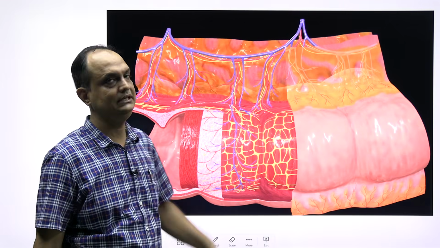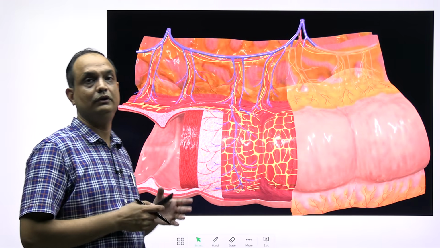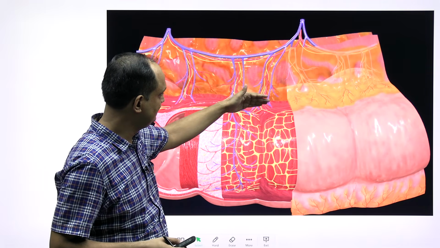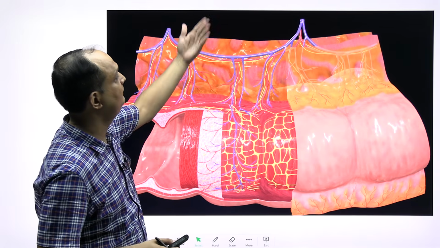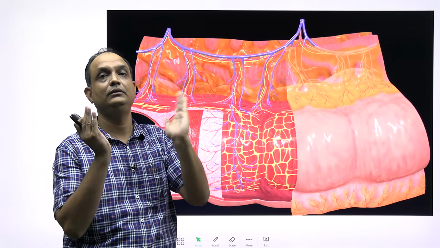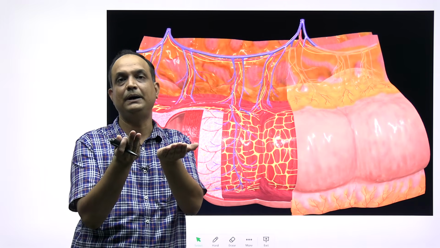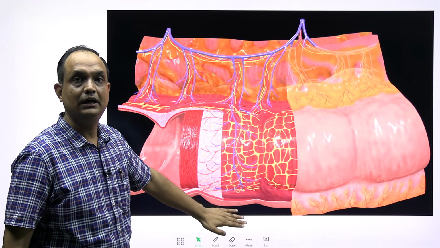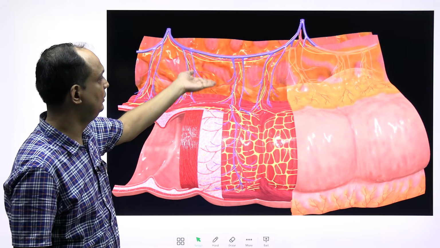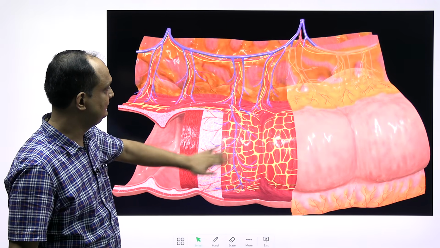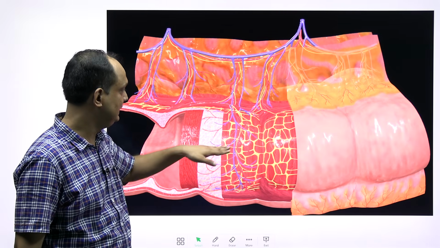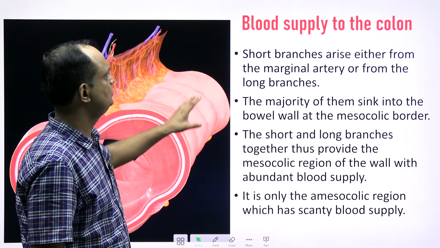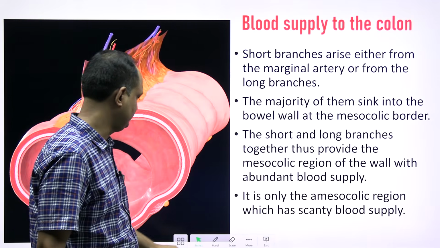Now, here you can see a more enlarged view of your blood supply, where you can see that the blood vessels are entering into the mesocolon, and these are the blood vessels which are coming on one side and the blood vessels going on the opposite side. So, they will divide into the anterior and posterior parts to cover the colon. Now, these blood vessels are approaching the a-mesocolic tinea. So, they will go on that side, clear? And these are actually supplying blood to the different layers, and they will also penetrate till they reach the inner epithelium. Short branches arise either from the marginal arteries or from the long branches.